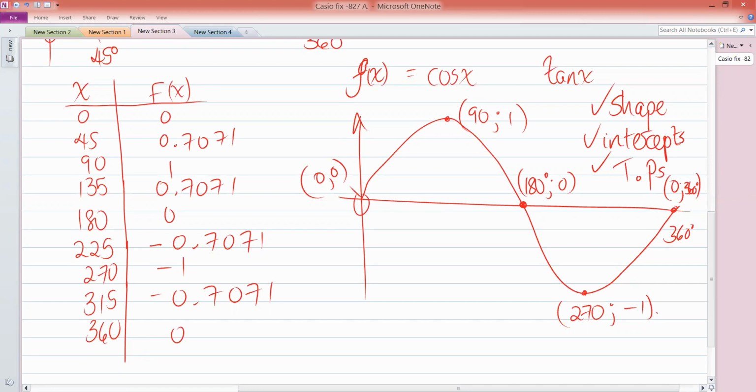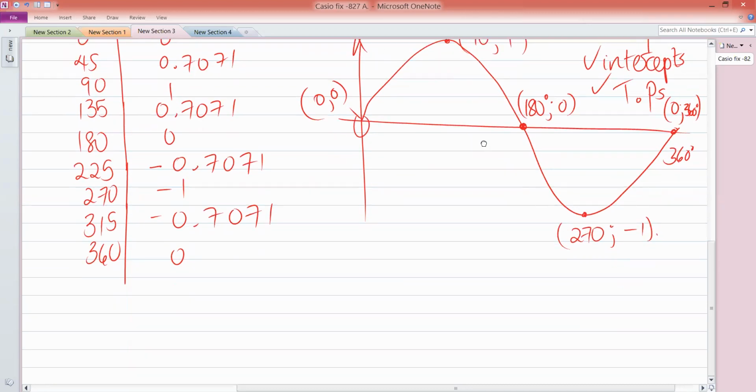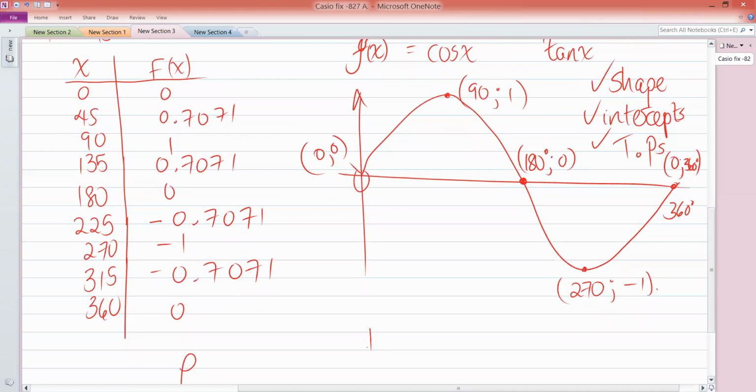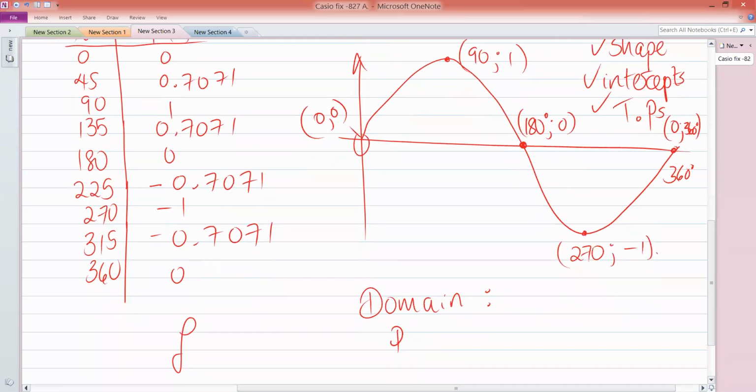Okay, so I'm assuming you all understand this. All right. Now, going back to the theory. Looking at this graph, what would our domain of this graph be? What would the domain be? What would the range be? Remember your domain relates to the x values.